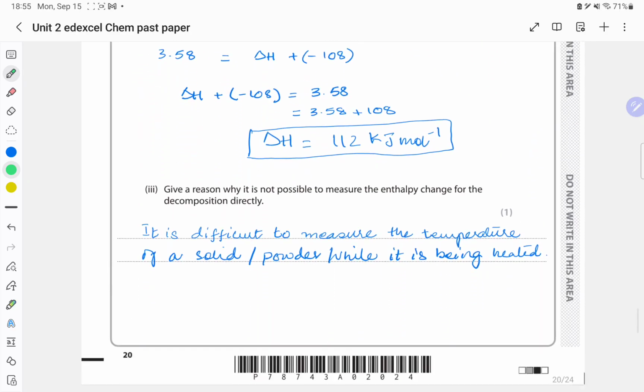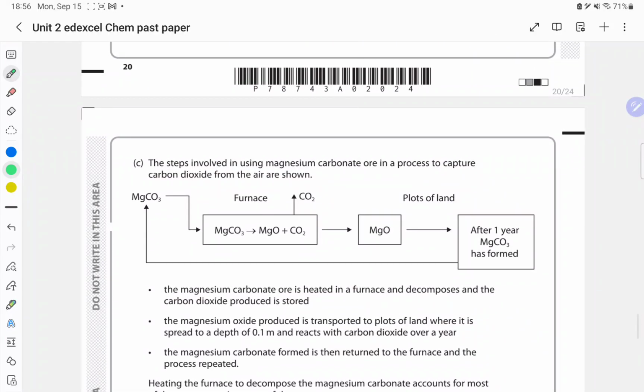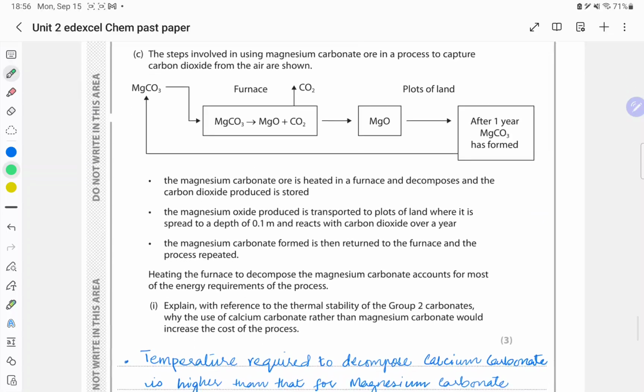It's simple. Give a reason why it is not possible to measure the enthalpy change for decomposition directly. Obviously, because it's difficult to measure the temperature of a solid in powder form while it is being heated. It's easier to do in liquid form but difficult in powder form.